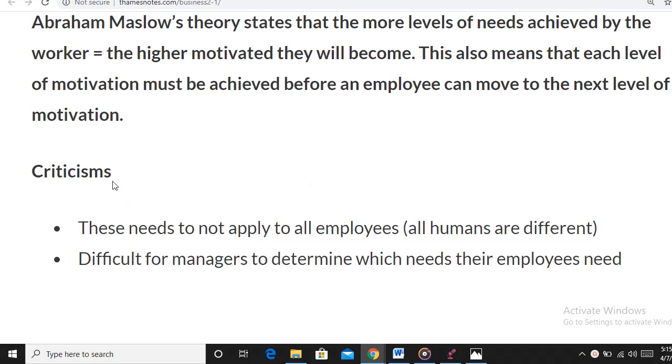So if you want to have a look at more simplified answers for the two problems that you might include in your answer, these two are the most simplified answers for the question. These needs do not apply to all employees. All humans are different, so it is difficult for managers to determine which needs their employees have. Now let's head to the next question.